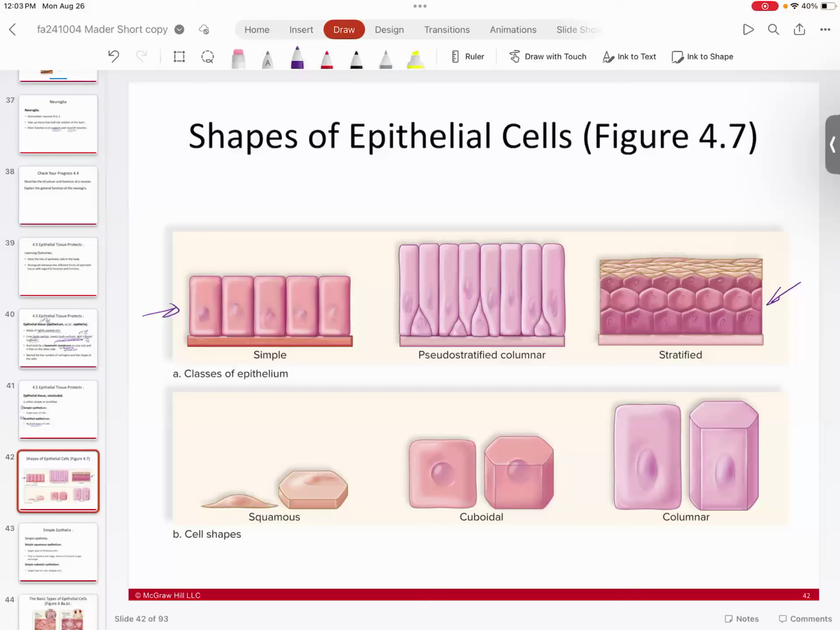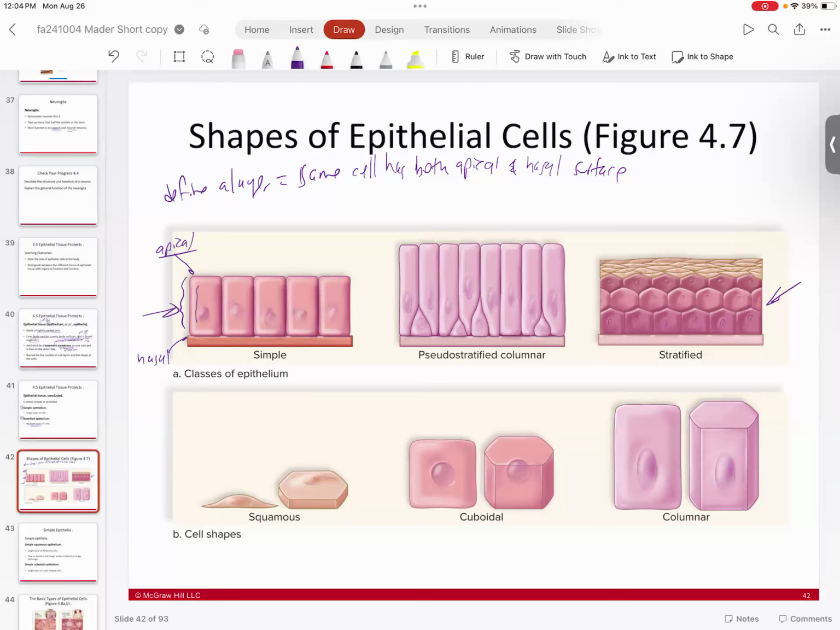Now notice how we define a layer: it is essentially the same cell that has both apical and basal surface. So for instance, here's one cell layer. If we take a look at this one individual cell right here, you see there's an apical surface here. That same cell, if you go down here, is also in possession of the basal surface. So the same cell has both apical and basal surfaces.